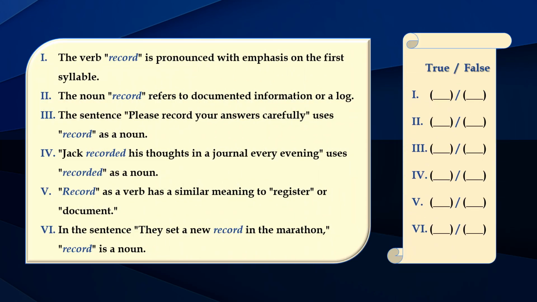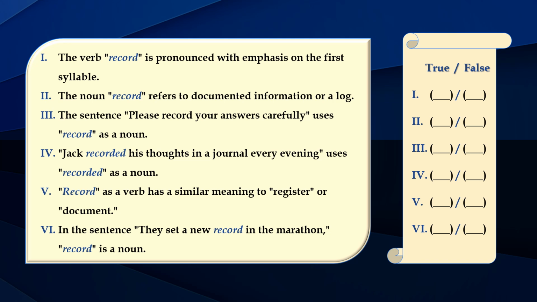Answer each true or false question based on the meanings and examples you reviewed. This will help reinforce your understanding of each form and its correct usage. 1. The verb record is pronounced with emphasis on the first syllable. 2. The noun record refers to documented information or a log. 3. The sentence "please record your answers carefully" uses record as a noun.